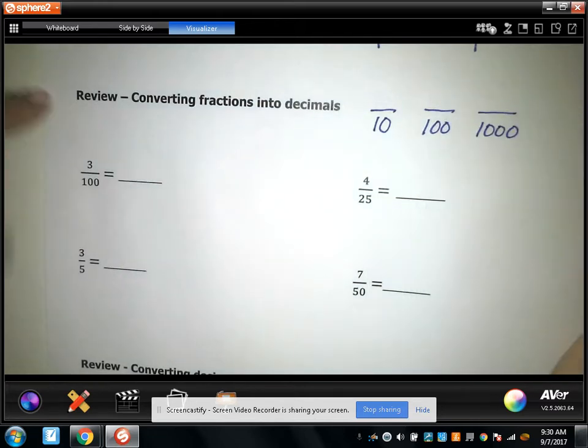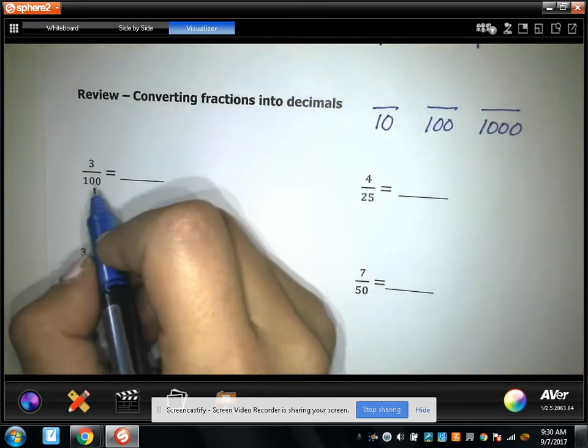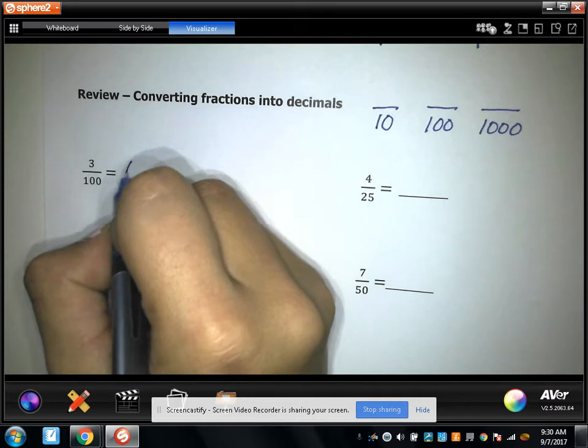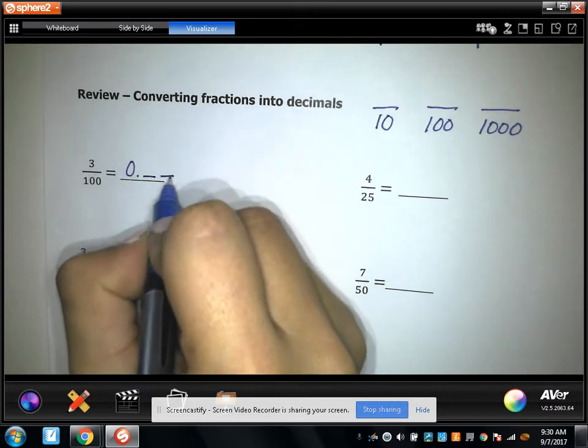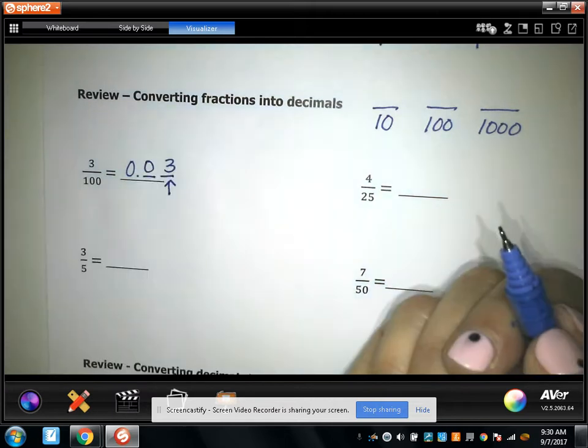All right, converting fractions into decimals is really easy if the denominator is 10 or 100 or 1,000. So sometimes I scale up the fractions in order to achieve that. In the first example, it's 3/100ths. So that means you put a 3 in the hundredths place, and you put a 0 in the tenths place.